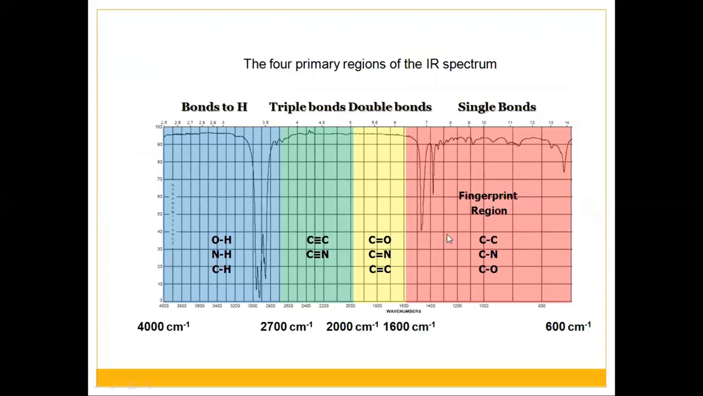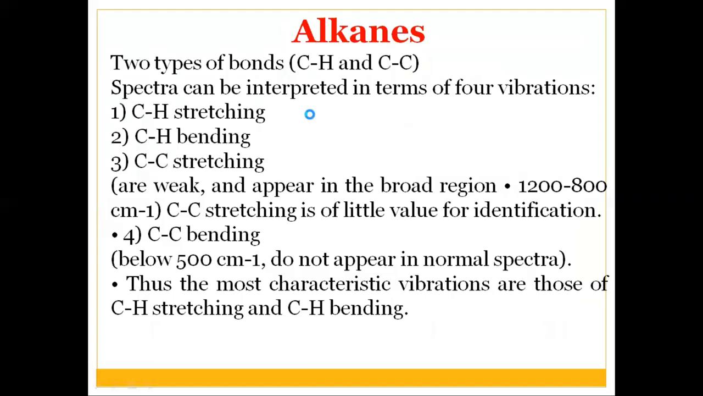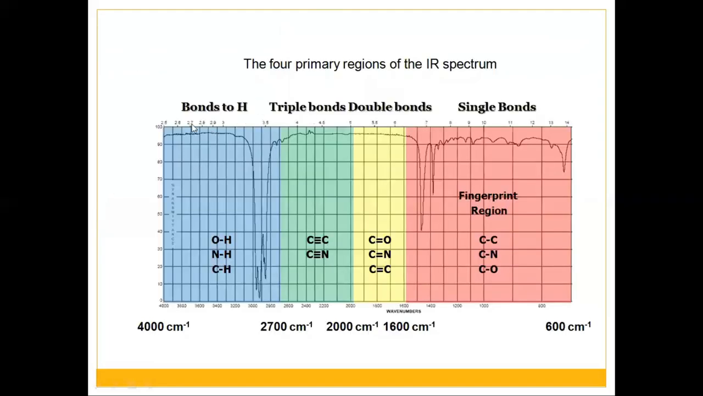The same thing with the help of colors you can divide. The extreme right part of the IR spectrum is the fingerprint region, that is the red region. Here the yellow region is the double bond region, the green region is the triple bond region, and the extreme left is the OH, NH, and CH region, that is the bonds to hydrogen. So here you can say single bonds, double bonds, and triple bonds, and this is the bonds to hydrogen, that is the extreme left.